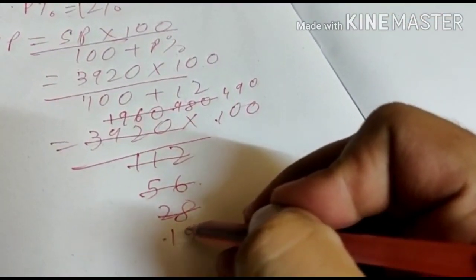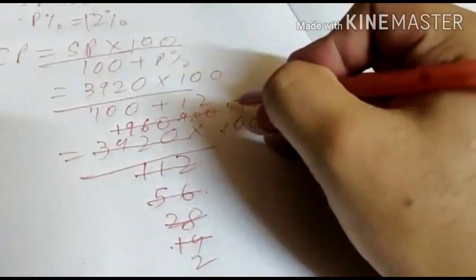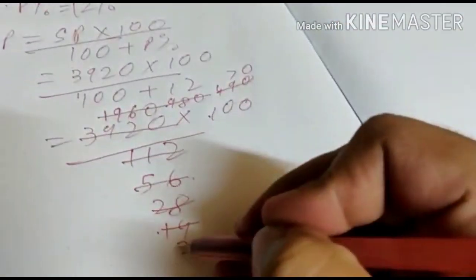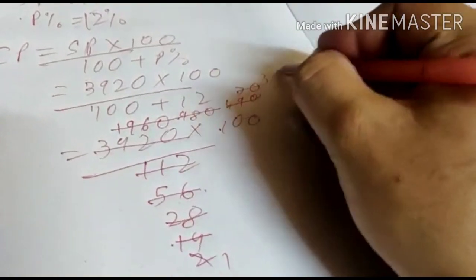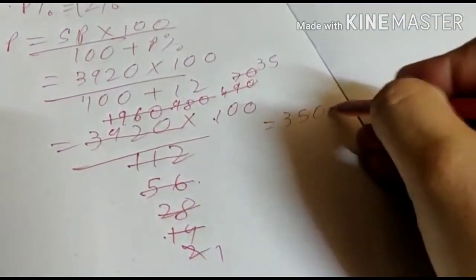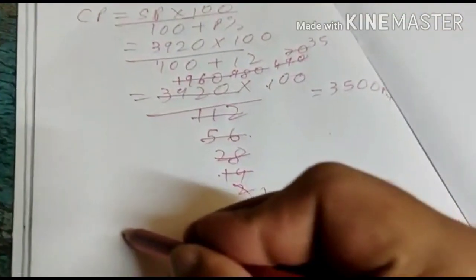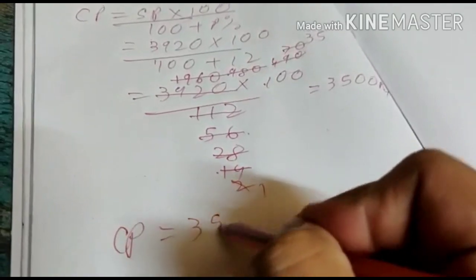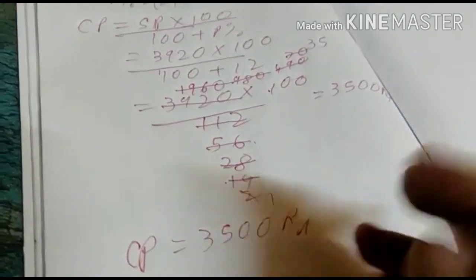By 7 we will get 2. By 7 we will get 70. By 2 we will get 35. So 35 into 100 is 3500 rupees. This is the CP. So CP is equal to 3500 rupees.